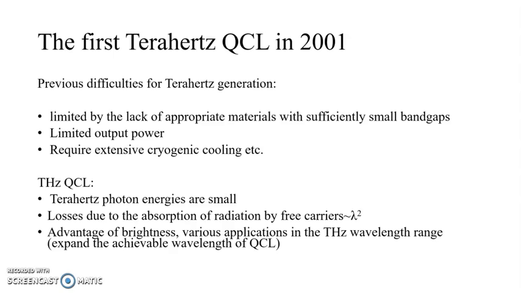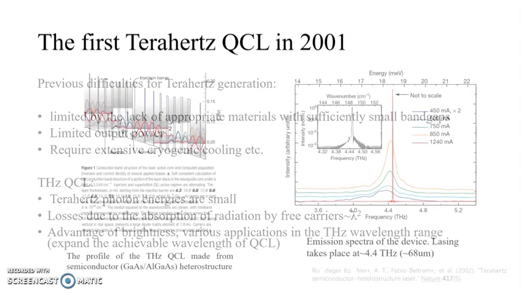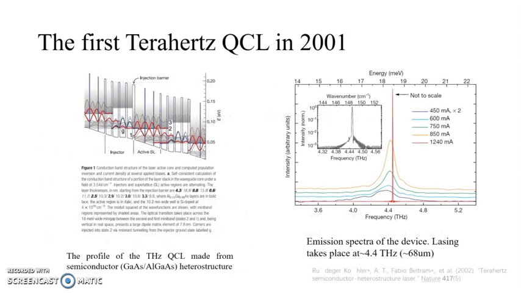However, the advantages of the terahertz quantum cascade lasers are also obvious. It is brighter than the conventional lasers. The potential applications in the range of terahertz wavelengths is also promising. The first terahertz quantum cascade laser was realized in 2001, while it was published on Nature in the second year.